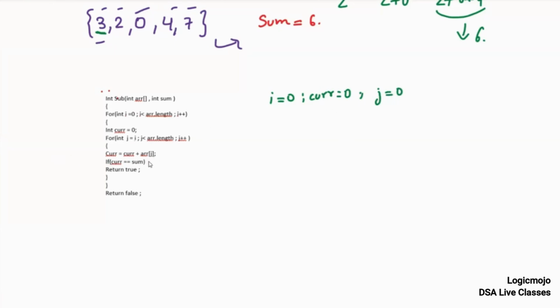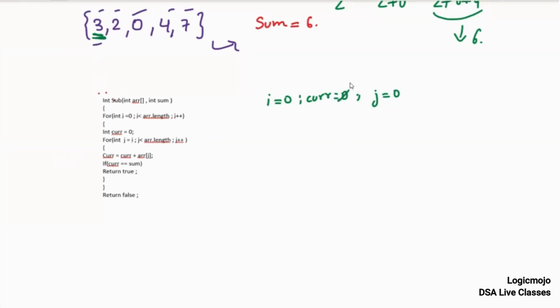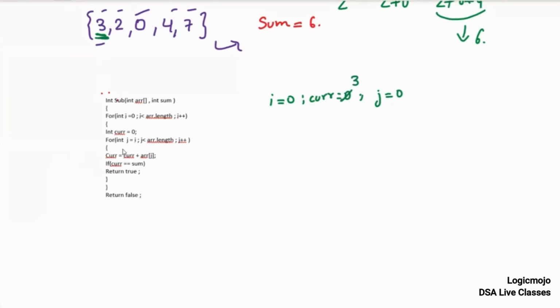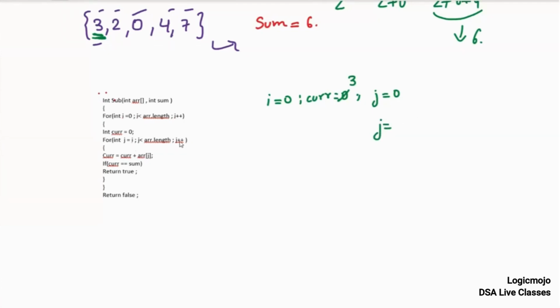What will happen with current? Current equal to current plus array of j. Array of j is 3, so this will be added, and our current now becomes 3. Okay. Now our j value will keep on increasing, j equal to i, j++. So j will now become 1. Our current will also keep on increasing because current equals current plus array of j. So current will now be 3 plus 2, 5.